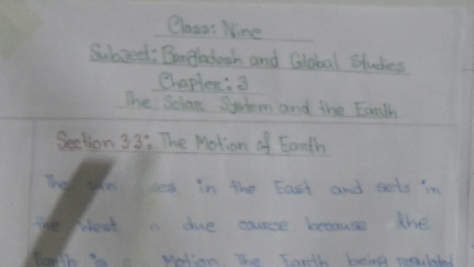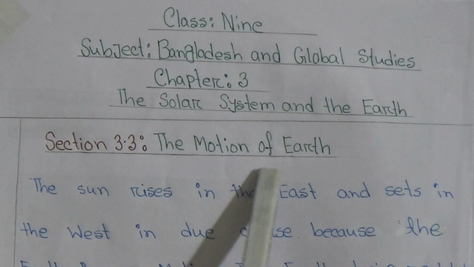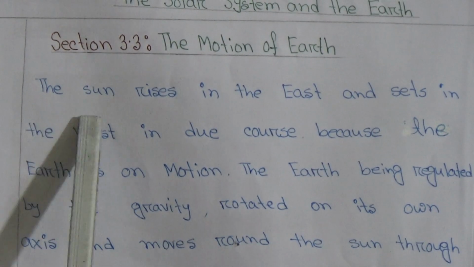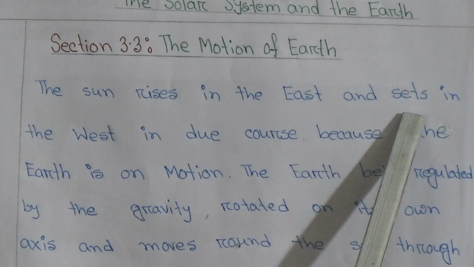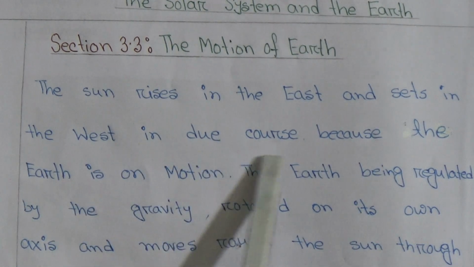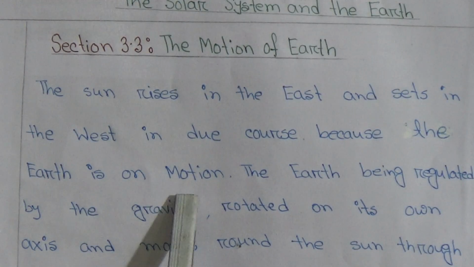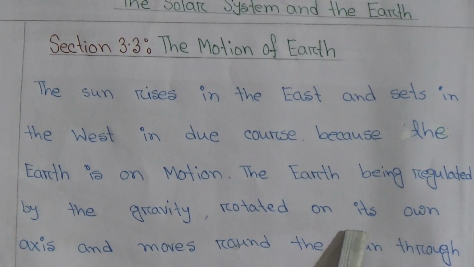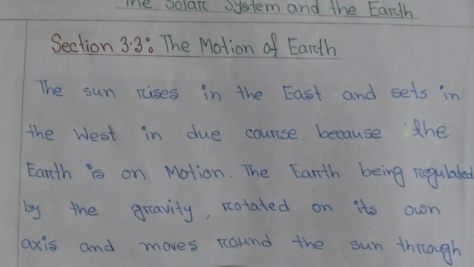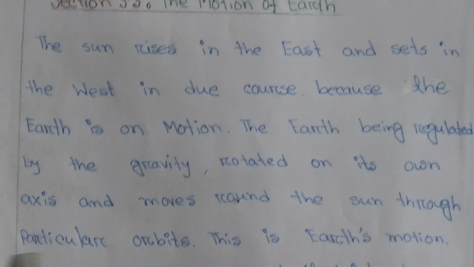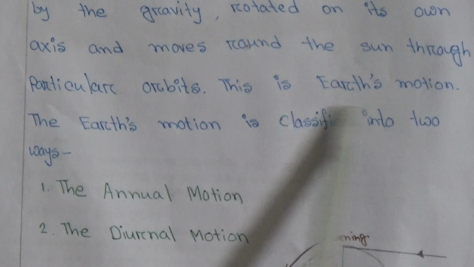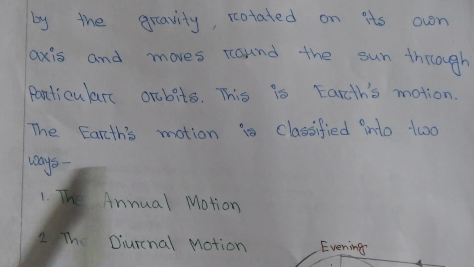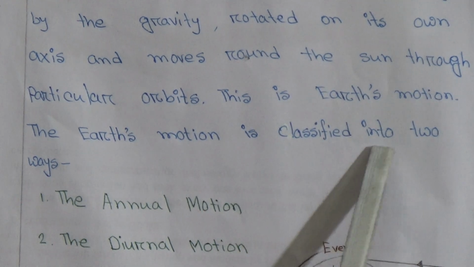Class 9, subject Bangladesh and Global Studies, chapter 3, the solar system and the earth. Section 3.3, the motion of earth. The sun rises in the east and sets in the west in due course because the earth is in motion. The earth, being regulated by gravity, rotates on its own axis and moves around the sun through particular orbits. This is earth's motion.